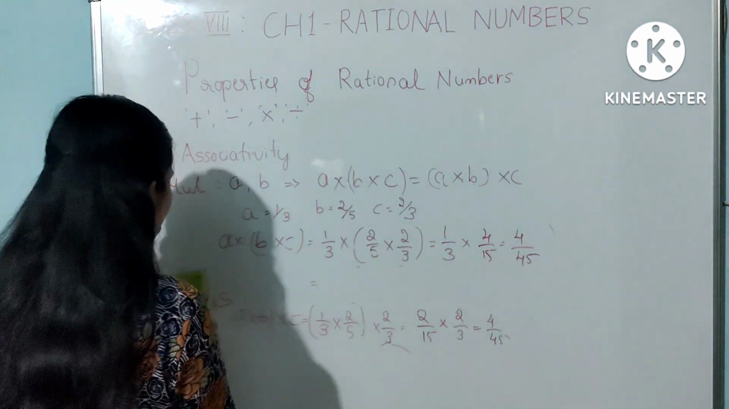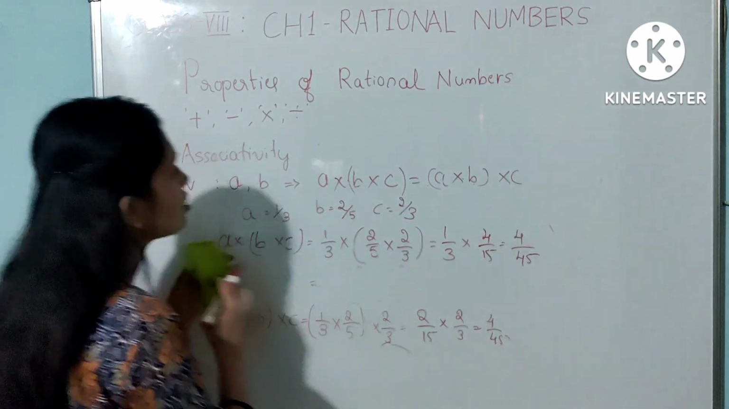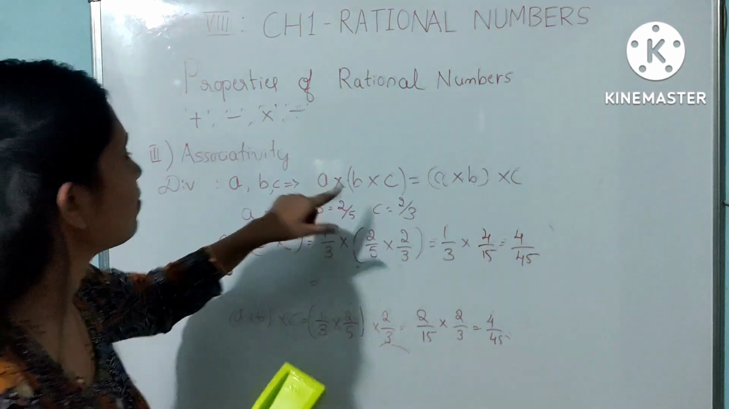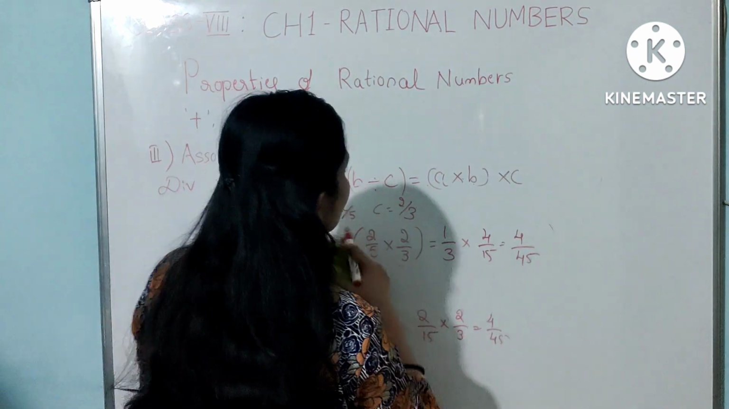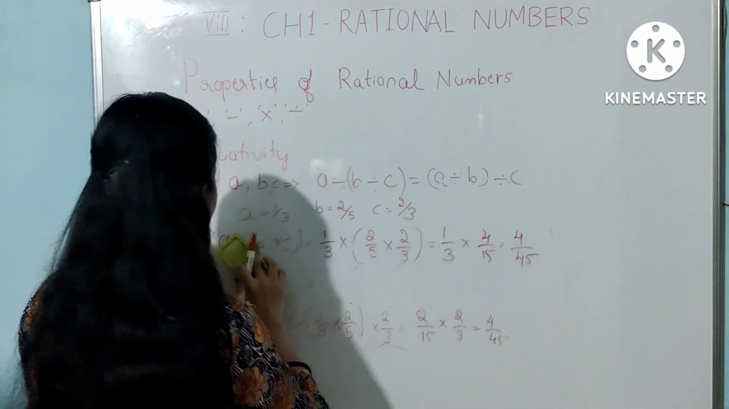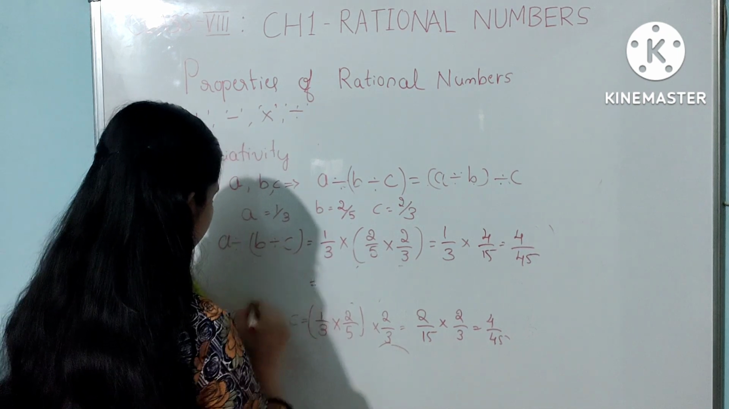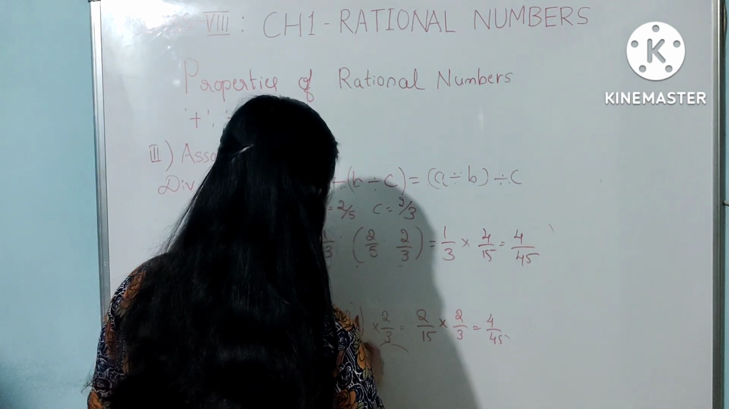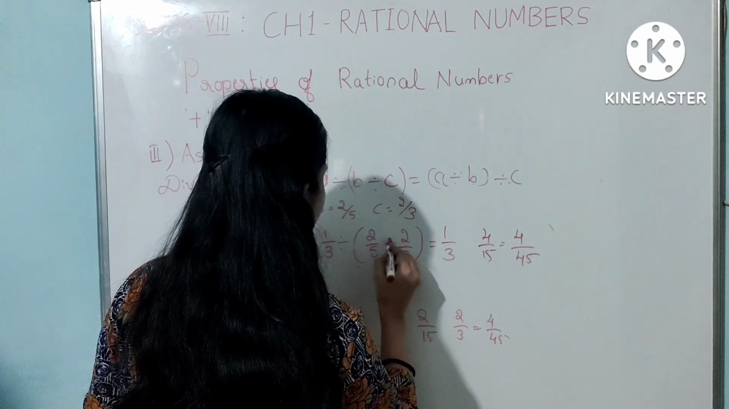The next operation is division. What we are checking is division with respect to the associative property. For given rational numbers A, B, C, whether A divided by B divided by C is equal to A divided by B divided by C.